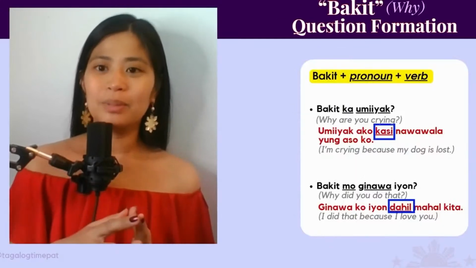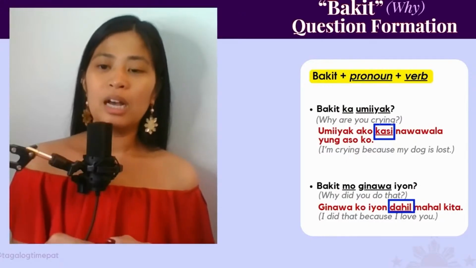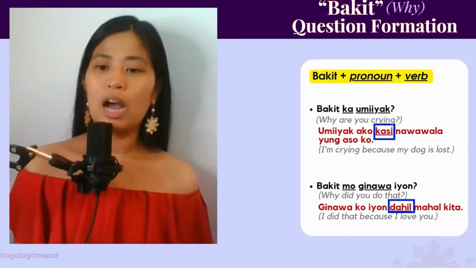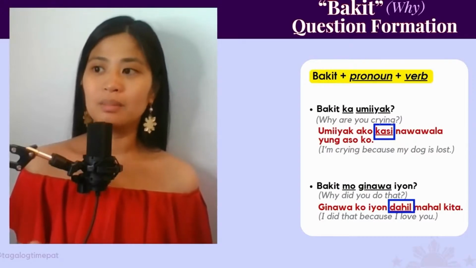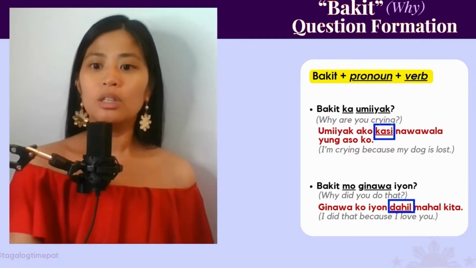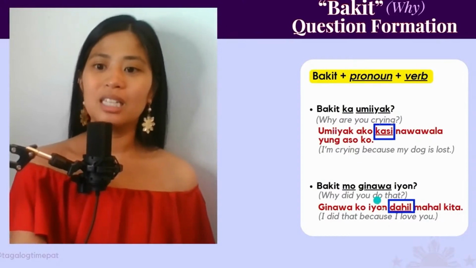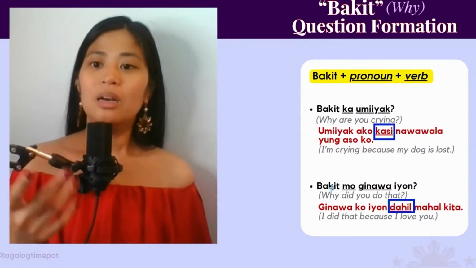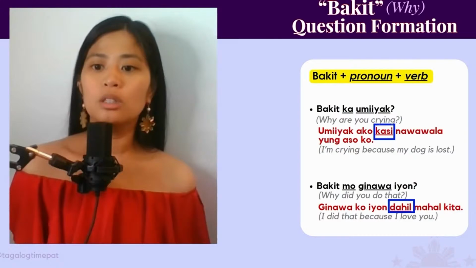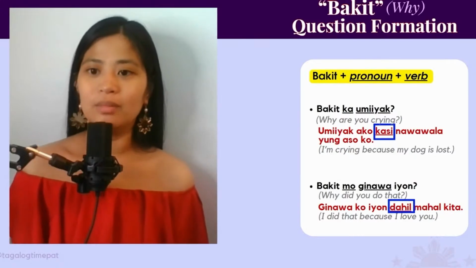So here are those examples again, and you'll see the kasi and dahil. So umiiyak ako kasi nawawala yung aso ko. I am crying because my dog is lost. So there's kasi. And then ginawa ko yun dahil mahal kita. I did that because I love you. So there's the kasi and there's the dahil. And they are used interchangeably, but kasi is more casual, dahil is a little bit more formal, but can also be used casually. Okay?